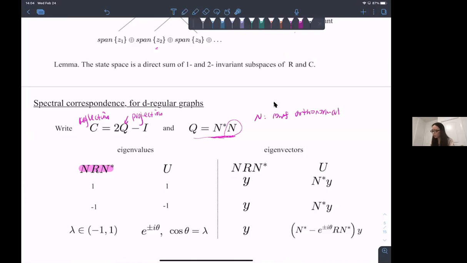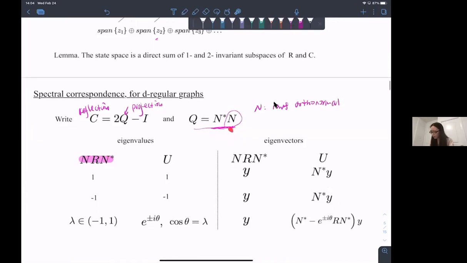Okay. So once we have this matrix, we can conjugate the arc reversal matrix R by N. And most of the eigenvalues of U are coming from eigenvalues of this guy in a very simple way. So by interlacing, we know the eigenvalue of this smaller matrix lies between the eigenvalues of the reflection matrix, which is 1 and -1. So each eigenvalue of N R N star will give rise to 1 or 2 eigenvalues of U.